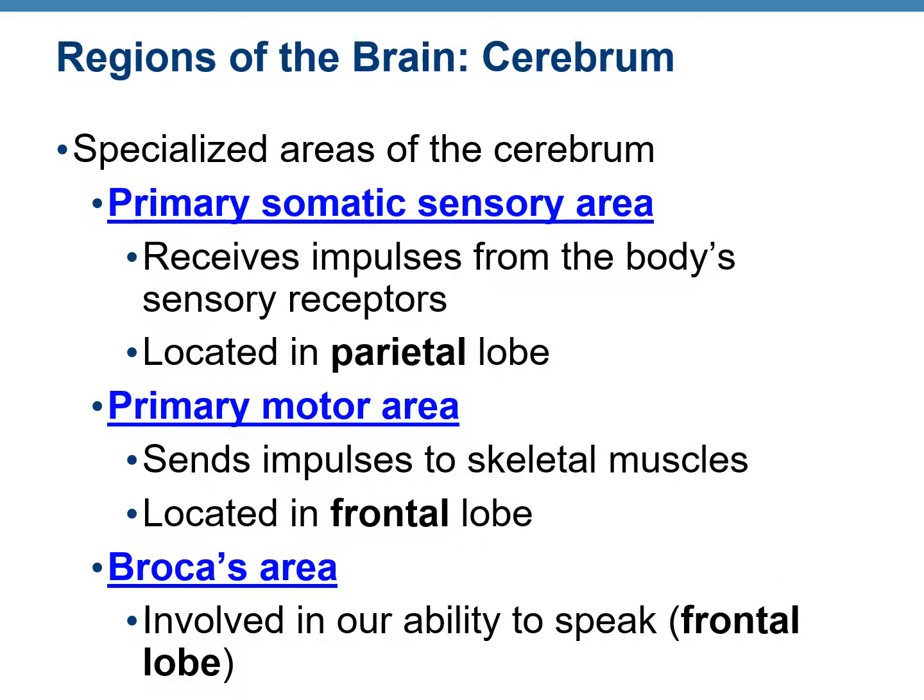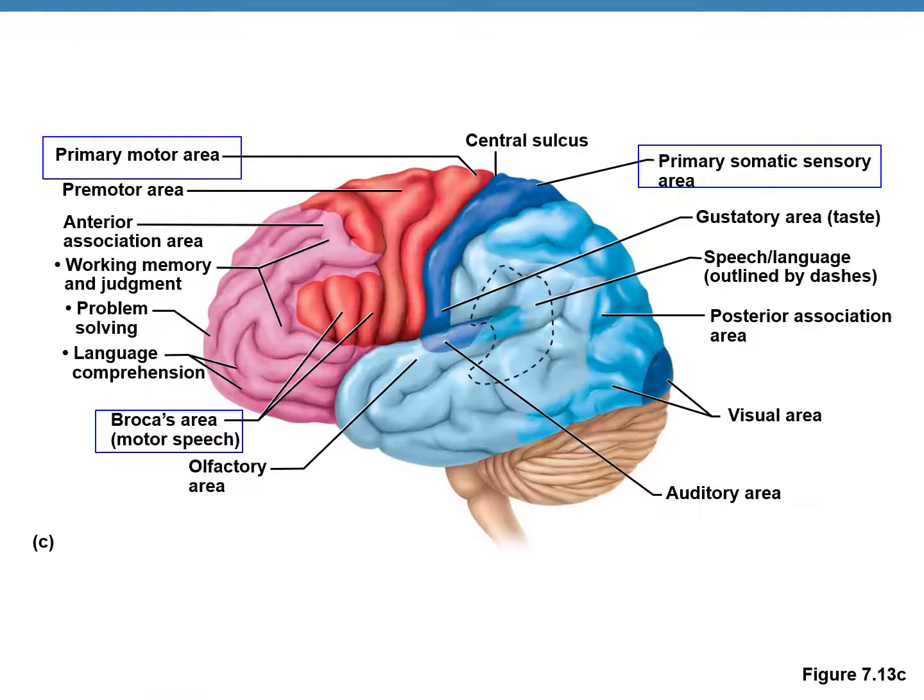The cerebrum contains several specialized areas. For example, the primary somatic area located in the parietal lobe receives information from the body's sensory receptors. The primary motor area is located in the frontal lobe. This sends impulses to skeletal muscles. Broca's area is involved in the ability to speak. This is located in the frontal lobe. This figure shows the different specialized areas.